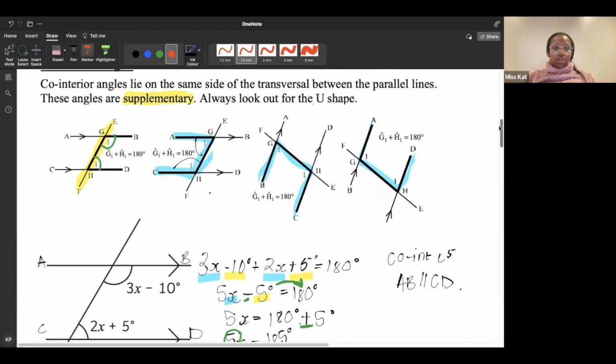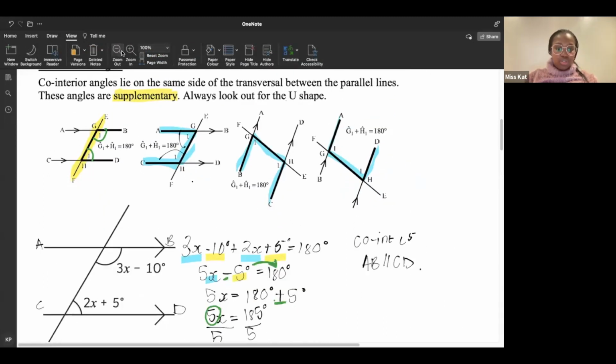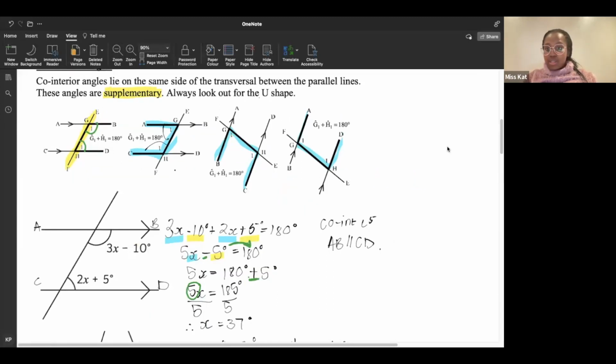Okay, let's start here with the definition of co-interior angles and our first sum. Yeah, Fatima, we did the leaderboard. I'll show you just now. Okay. Let me just give a few seconds to people who might want to screenshot this one.